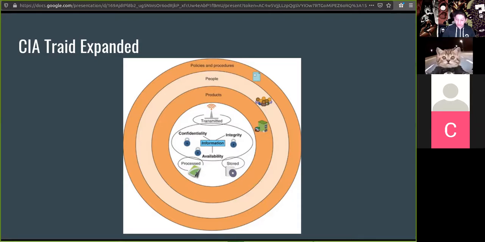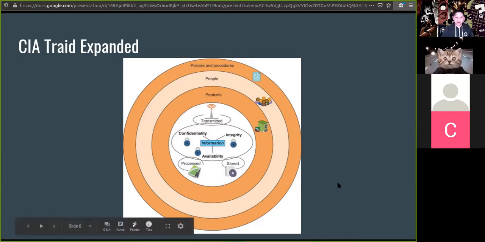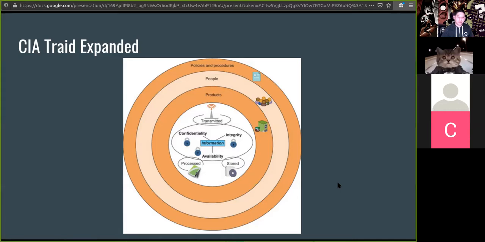Risk is all that we really do in this field. And it is important to understand that that is a core concept to what we do and how we protect our infrastructure, our data, and our people.